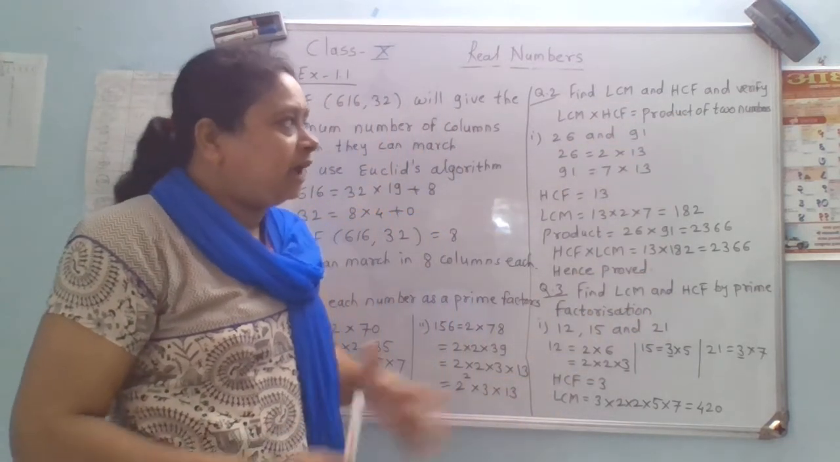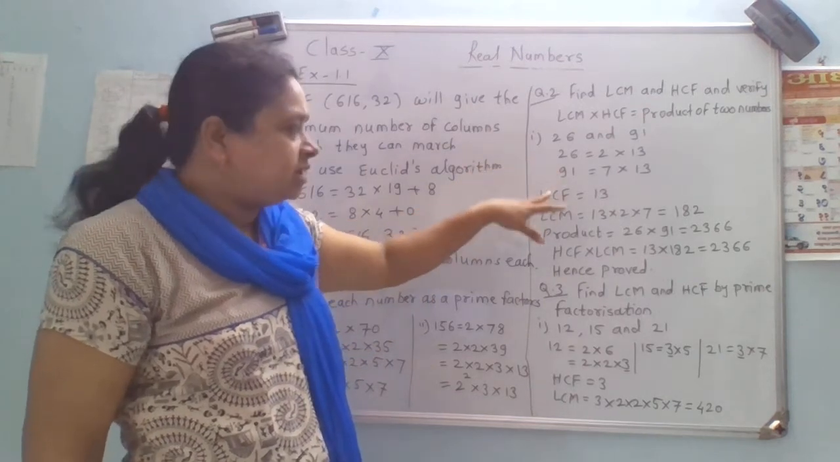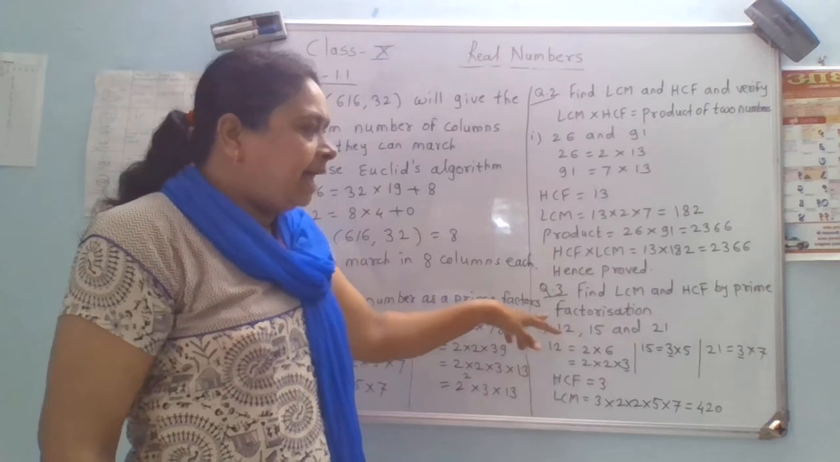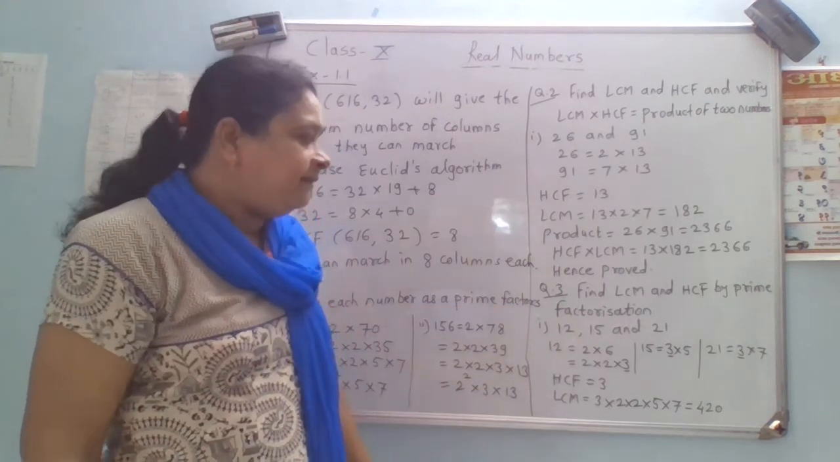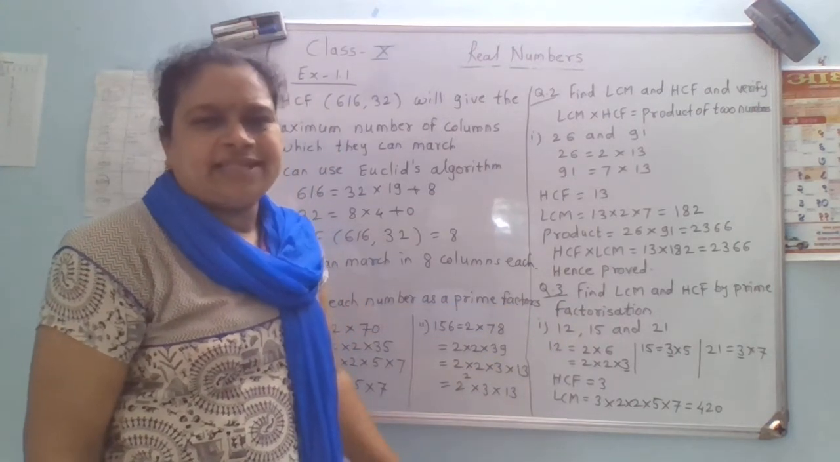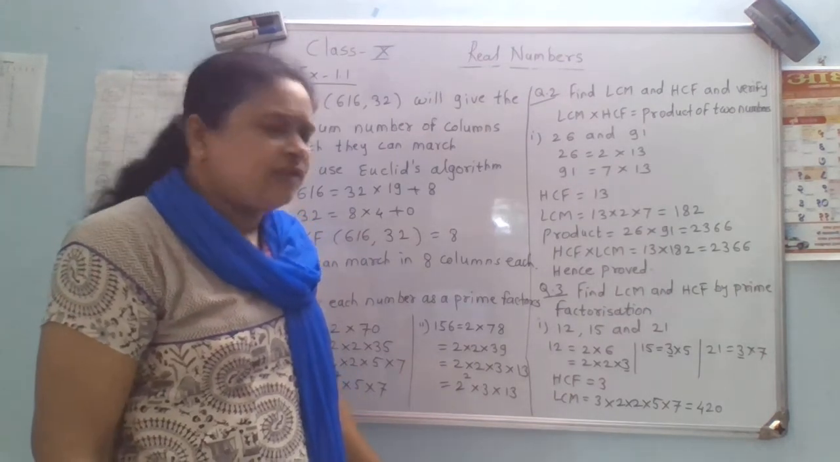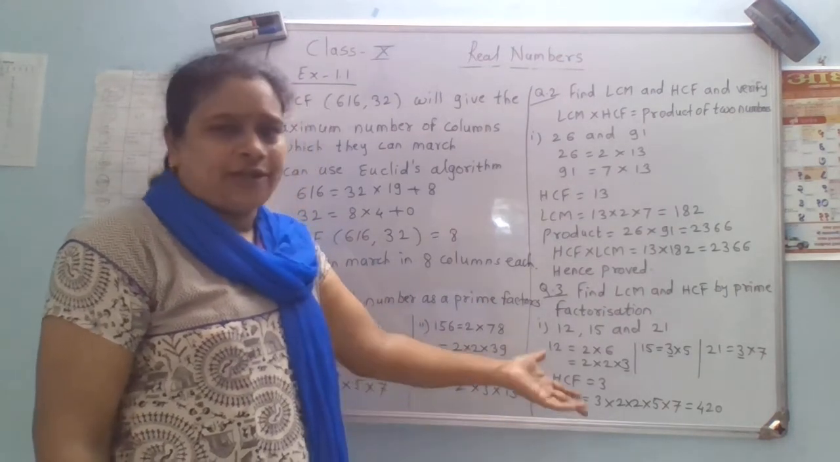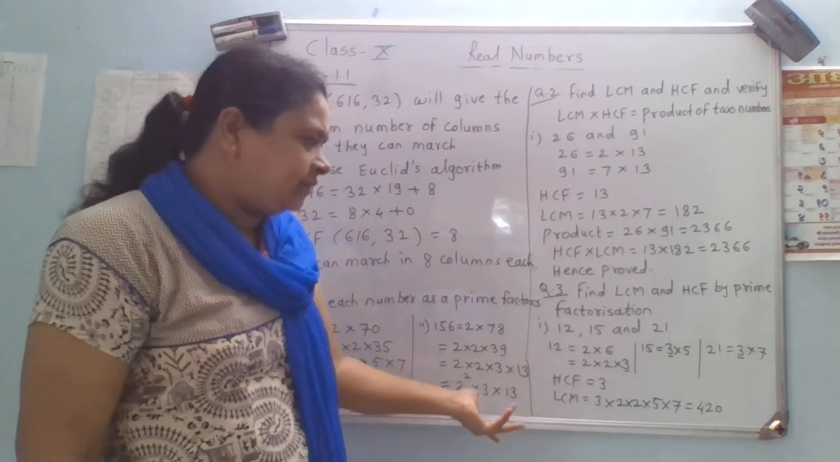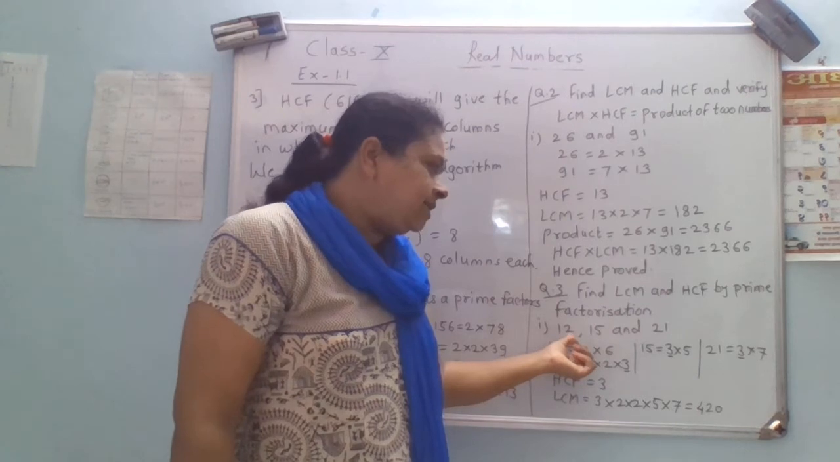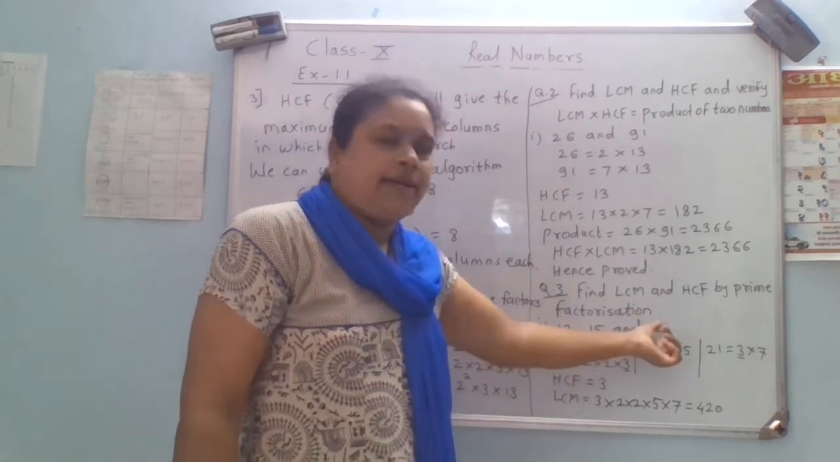Okay. Then try to solve the remaining questions in question number 2. Then question number 3 is: find LCM and HCF by prime factorization. From 6th-7th class, we know that for finding the LCM and HCF by prime factorization, you can use the vertical method or the horizontal method. Whatever is easy, you can take it. Okay, then the first question is: find the LCM and HCF of 12, 15 and 21.